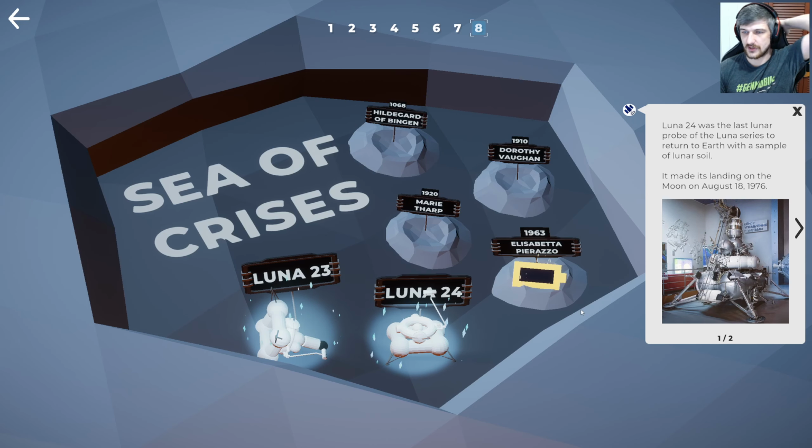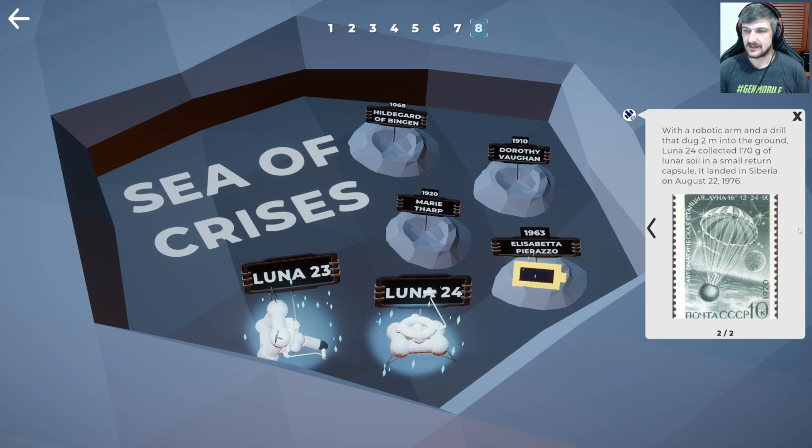Luna 24. Luna 24 was the last lunar probe of the lunar series to return to Earth with a sample of lunar soil. It made its landing on the moon on August 18, 1976. With a robotic arm and a drill, it dug 2 meters into the ground. Luna 24 collected 170 grams of lunar soil in a small return capsule. It landed in Siberia on August 22nd, 1976.